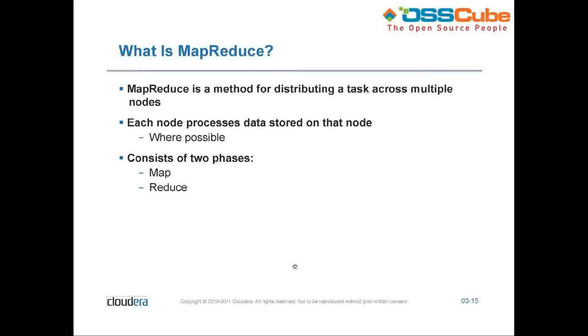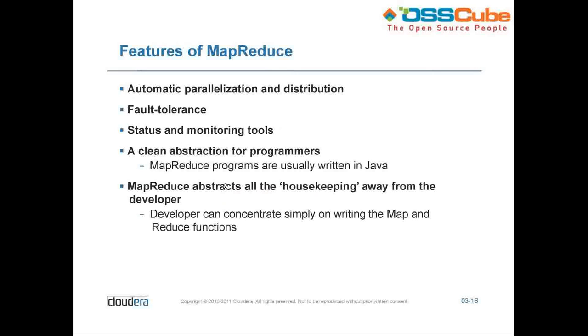Now within MapReduce, we have two phases, like I said before, the map phase and the reduce phase. Yeah. And we'll come to that a bit later. There will be a diagram of how these phases work. But the MapReduce framework, like I said, allows you automatic parallelization and distribution.